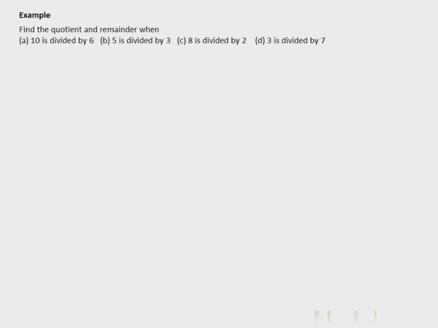Some quick examples. Find the quotient and remainder when 10 is divided by 6. The way we write it is 10 divided by 6. It's equal to, well, 6 goes into 10 once. So I get 6 into 1, and what's left over? 4 is left over, so that's the remainder. The quotient is 1, and the remainder is 4.